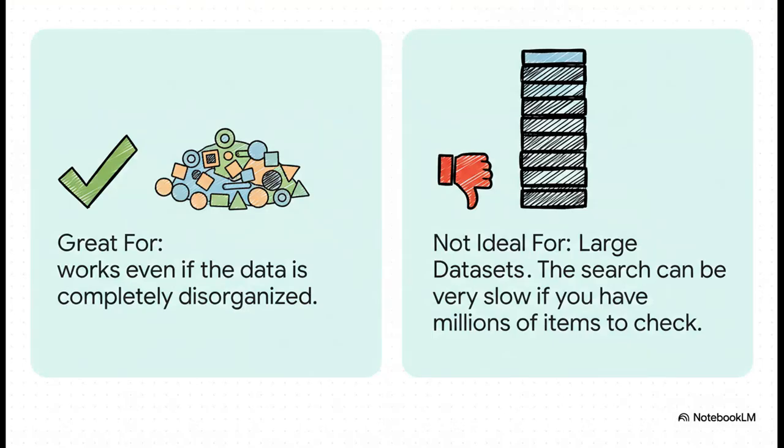So what's the bottom line here? When is this actually a good idea? Well, its superpower is that it works on anything. Your data can be a total mess, completely jumbled up and unsorted, and this search will still get the job done. But the flip side is that it can be slow. Since you might have to check everything, it's probably not your best bet for searching through millions of items if you need an answer, like right now.